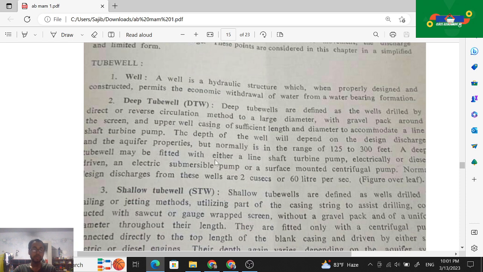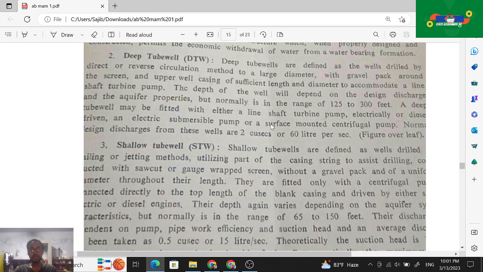A deep tubewell may be fitted with either a line shaft turbine pump, electrically or diesel driven, an electric submersible pump or a surface mounted centrifugal pump, and normal design discharge from these wells is 2 cusec or 60 liter per second.